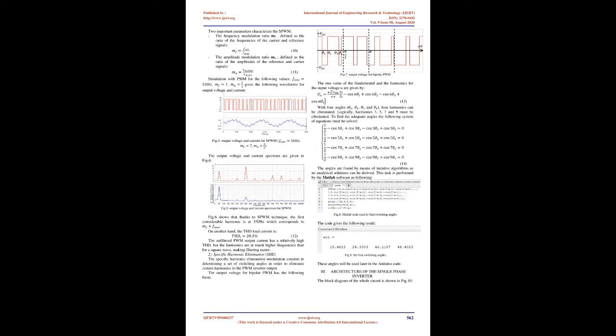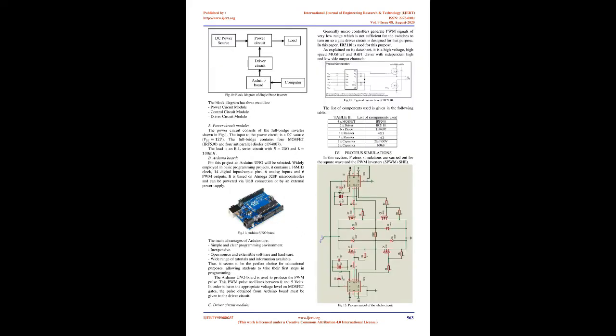When 1 and 3 are closed, then the output equals plus VDC. When 2 and 4 are closed, then the output equals minus VDC. This version of PWM is bipolar because the output alternates between plus and minus VDC. Fig.4 illustrates the principle of sinusoidal bipolar pulse width modulation. Fig.4, Principle of bipolar SPWM.